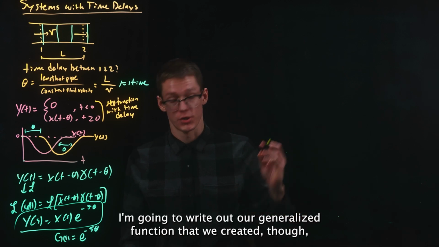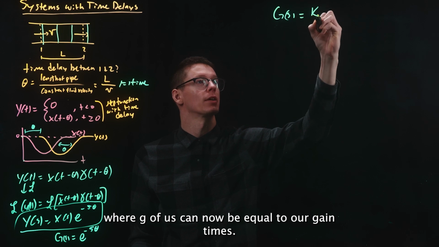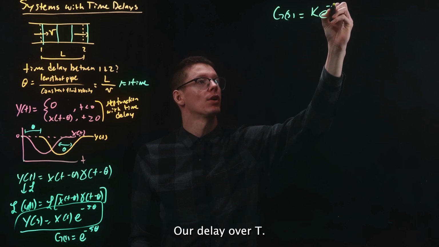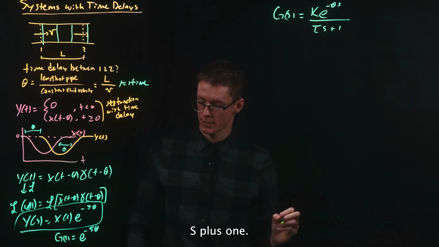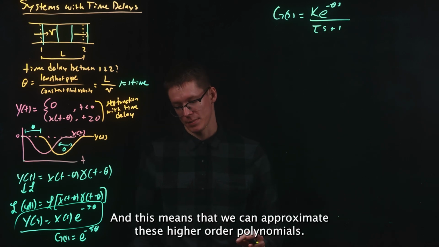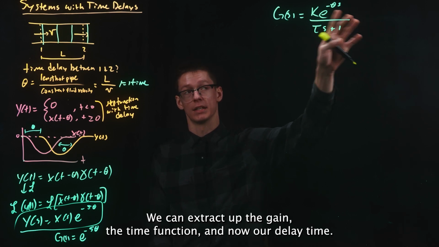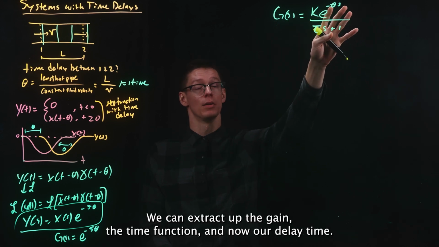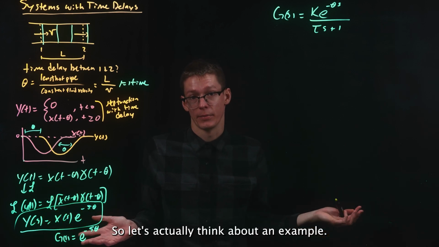I'm going to write out our generalized function that we created, where G(s) can now be equal to our gain times our delay over Ts plus 1. This means that we can approximate these higher order polynomials in this format pretty rapidly. We can extract out the gain, the time function, and now our delay time. So let's think about an example.